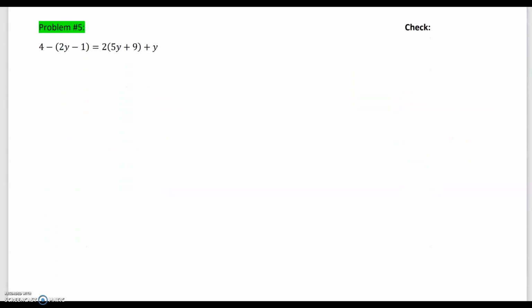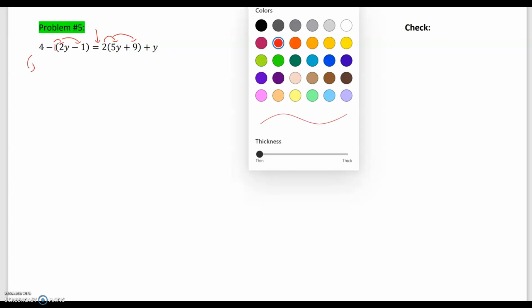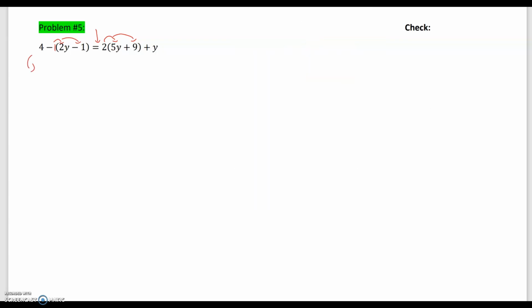In problem 5, it's a little bit more messy, but we'll take the same steps. So the 2 is going to multiply both of these values, and don't forget the equal sign. Then we technically have a -1 multiplying these 2. And very carefully, on the left, we have 4 minus 2y plus 1 is equal to 10y plus 18 plus a y. And then let me start simplifying both sides of the equation.